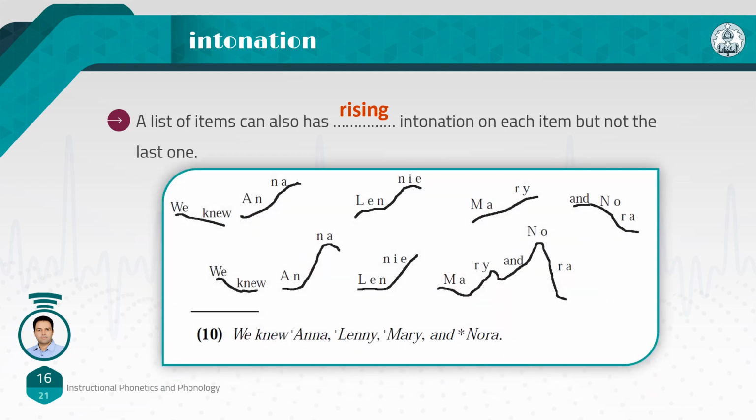You can see that there is a list of four names. Now, listen to this example. We knew Anna, Lenny, Mary, and Nora.